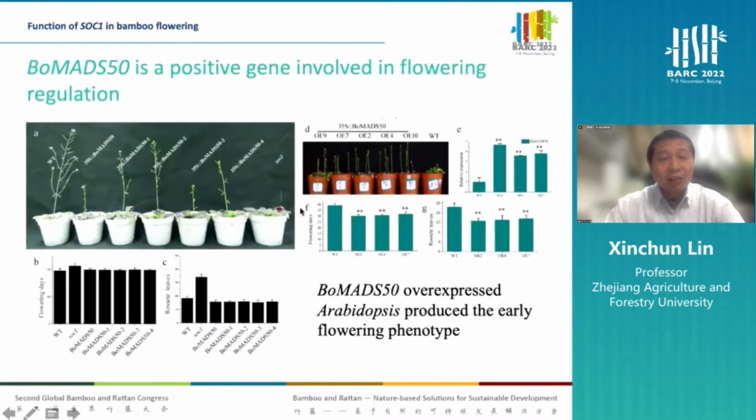We also transferred this gene into Arabidopsis. We found the overexpressed Arabidopsis produced the early flowering phenotype, and it can rescue the SOC1 mutant phenotype.